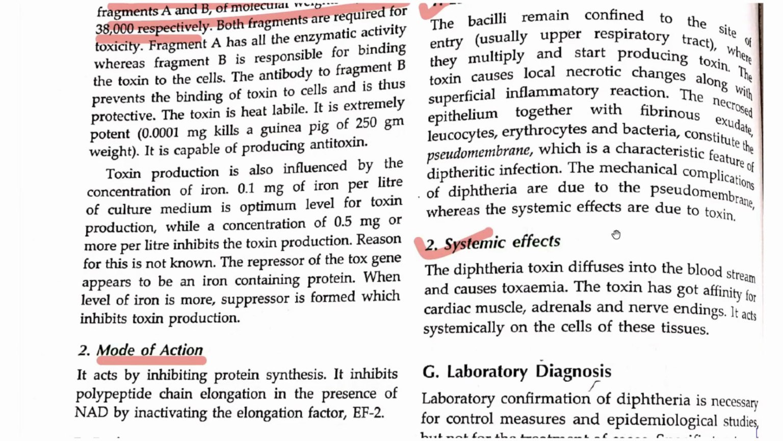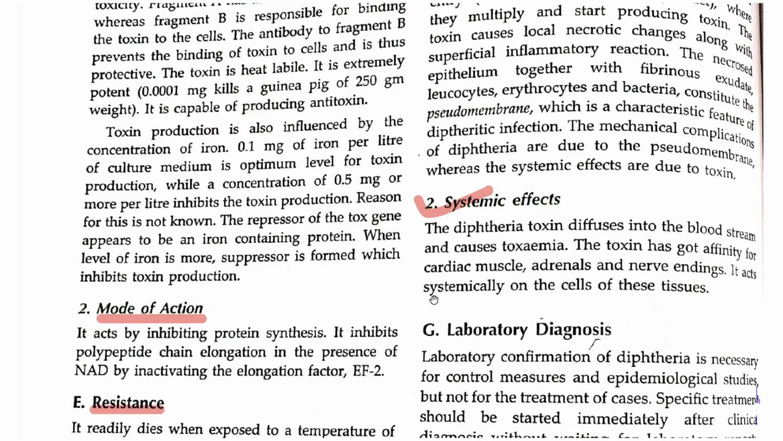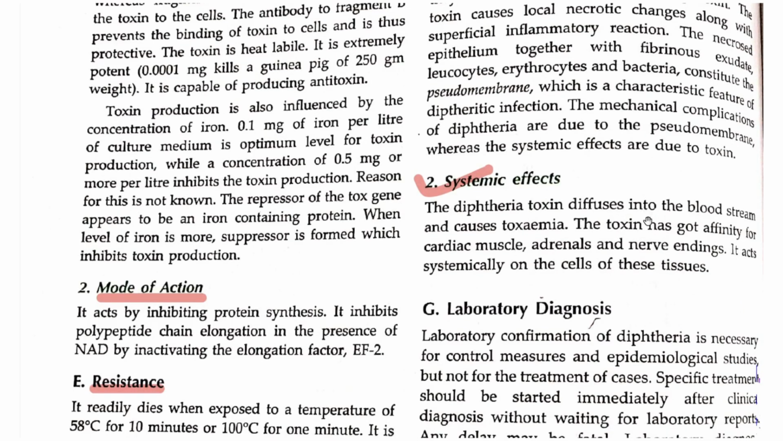Next comes the systemic effects. The diphtheria toxin diffuses into the bloodstream and causes toxemia. The toxin has affinity for cardiac muscle, adrenals and nerve endings. It acts systemically on the cells of these tissues. So this is about the pathogenesis.